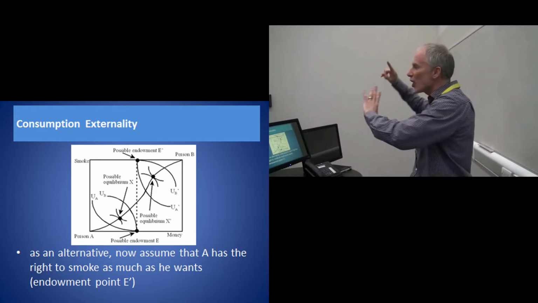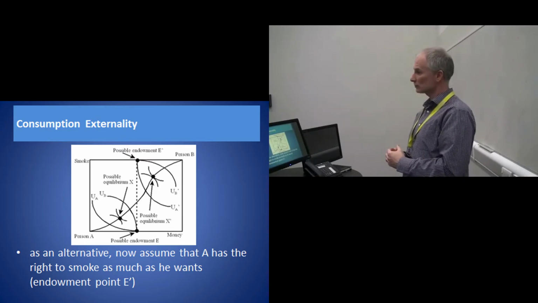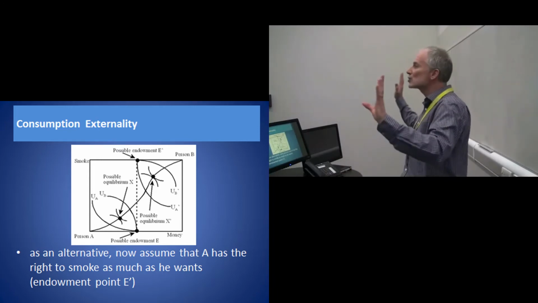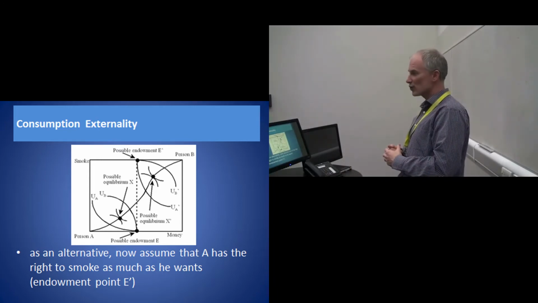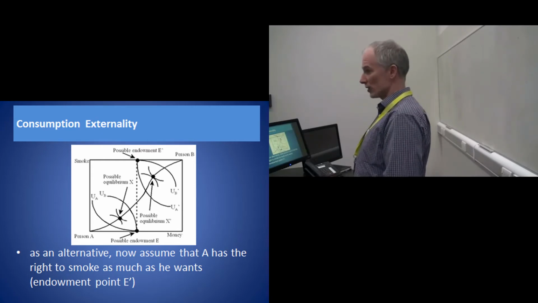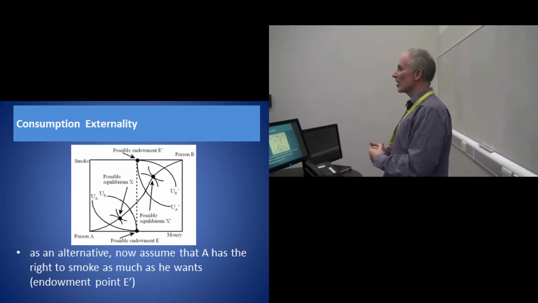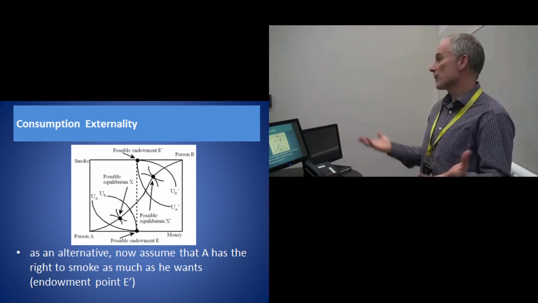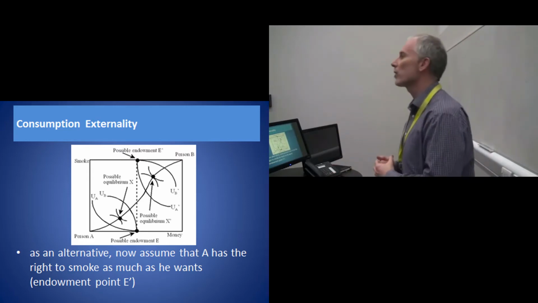But that initial endowment at point E, where the property rights were assigned to the non-smoker, is just one example. Let's say that the scenario was completely reversed. Now person A, the smoker, is allowed to smoke as much as he wants, and his roommate just has to live with it. Well, then the initial endowment of smoke would be here along the top of the Edgeworth box. And again, assuming that our two roommates have exactly the same amount of money, our initial endowment would be at point E prime. We've just changed the way the property rights are assigned, and we've got a new endowment point.